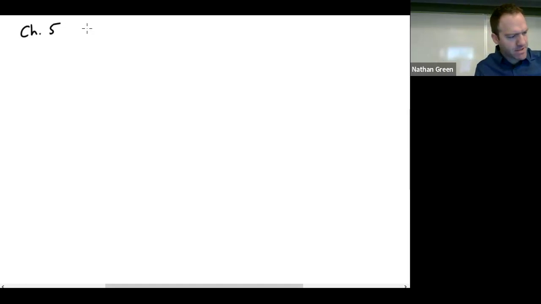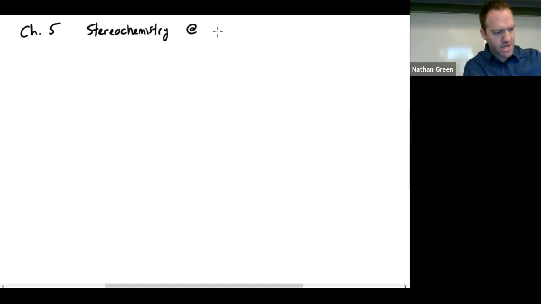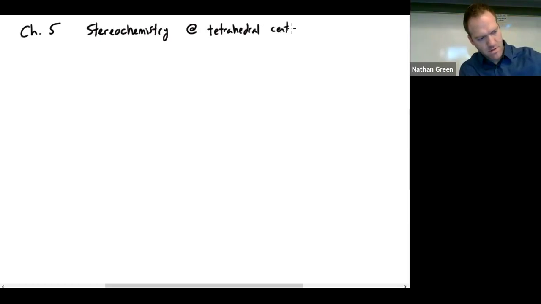Chapter 5 is about something we call stereochemistry. Specifically, we're going to focus on stereochemistry at tetrahedral centers. Stereochemistry is a branch of chemistry concerned with the three-dimensional arrangement of atoms.